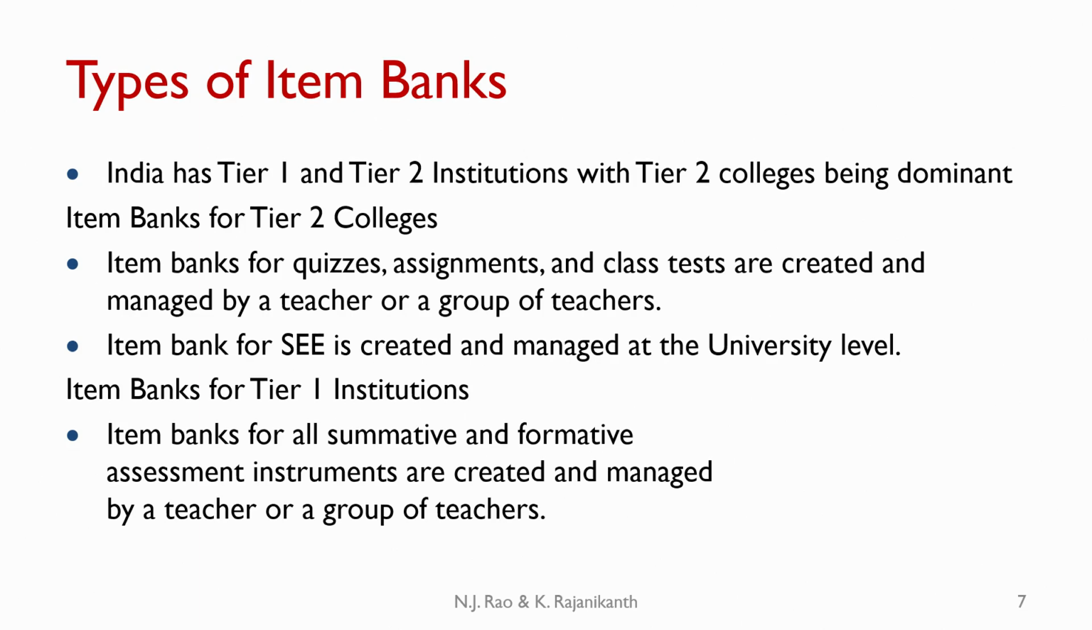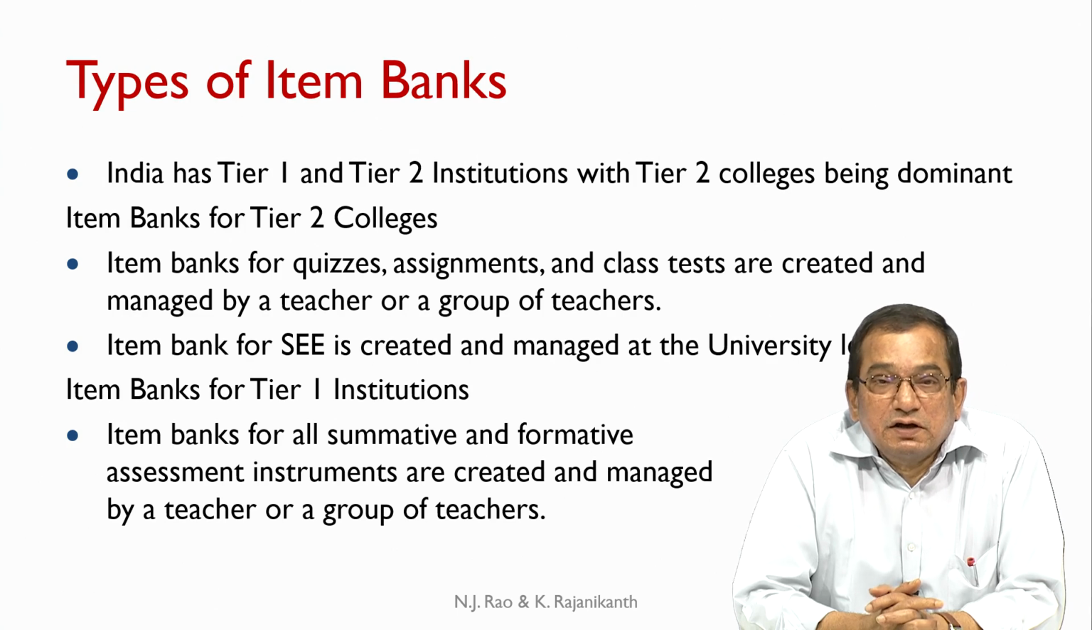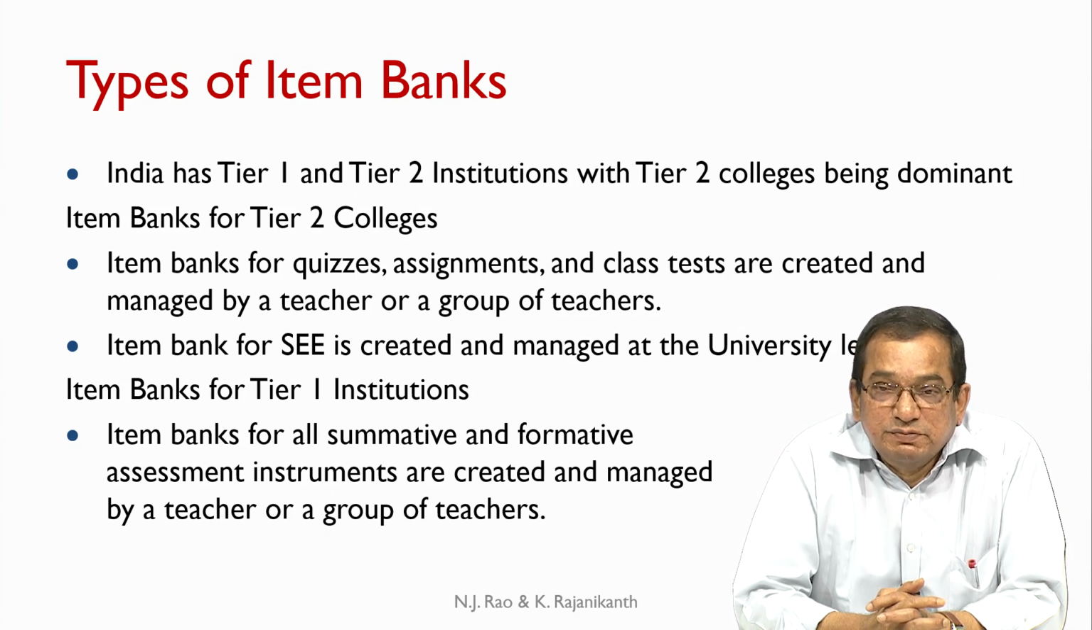What are the types of item banks? Now, we know that in India basically there are two types of colleges, Tier 1 and Tier 2 institutions. Tier 1 institutes are autonomous. They have their own assessment mechanisms and processes in place, whereas for Tier 2 institutions, usually the CAE is in their purview, but the SCE is by the university.